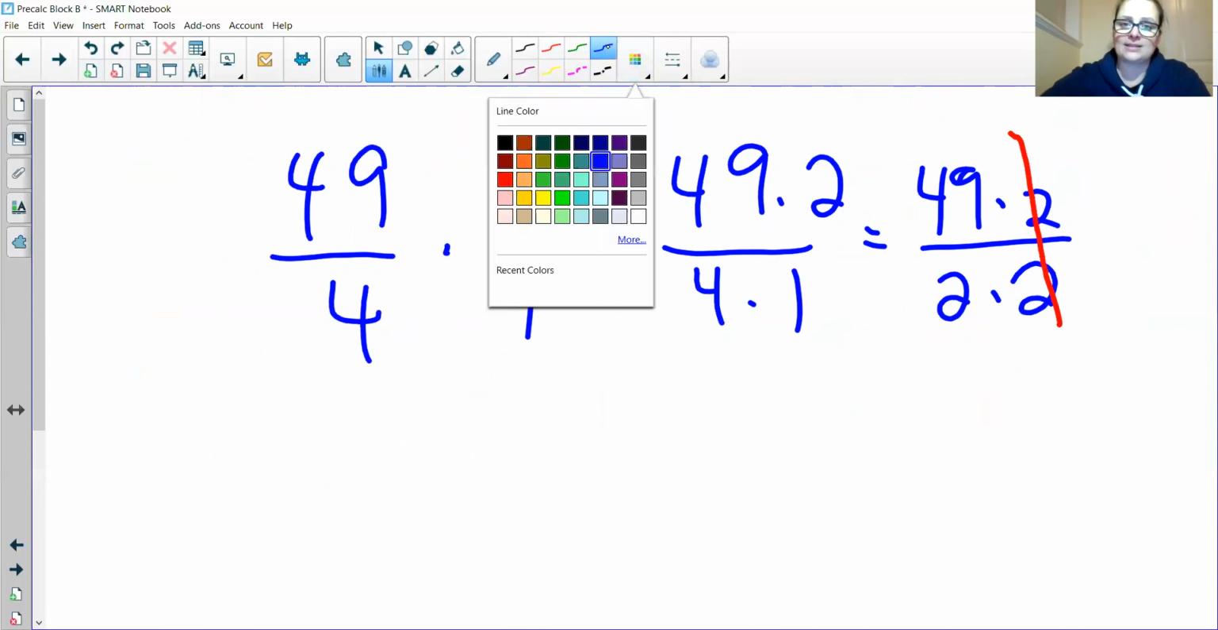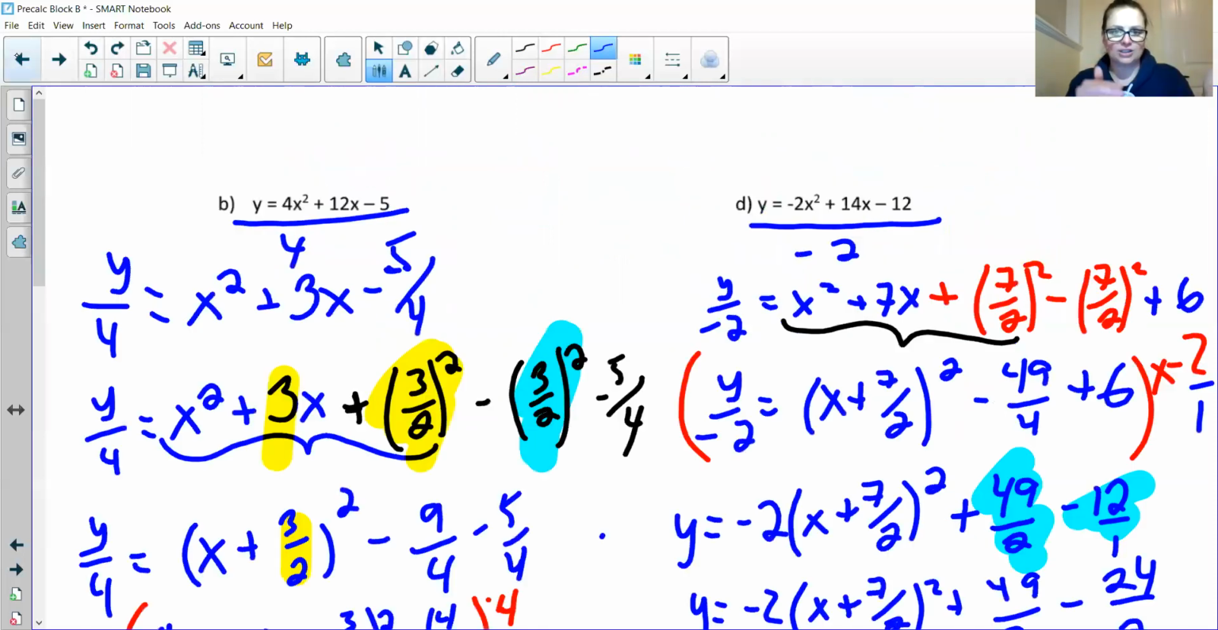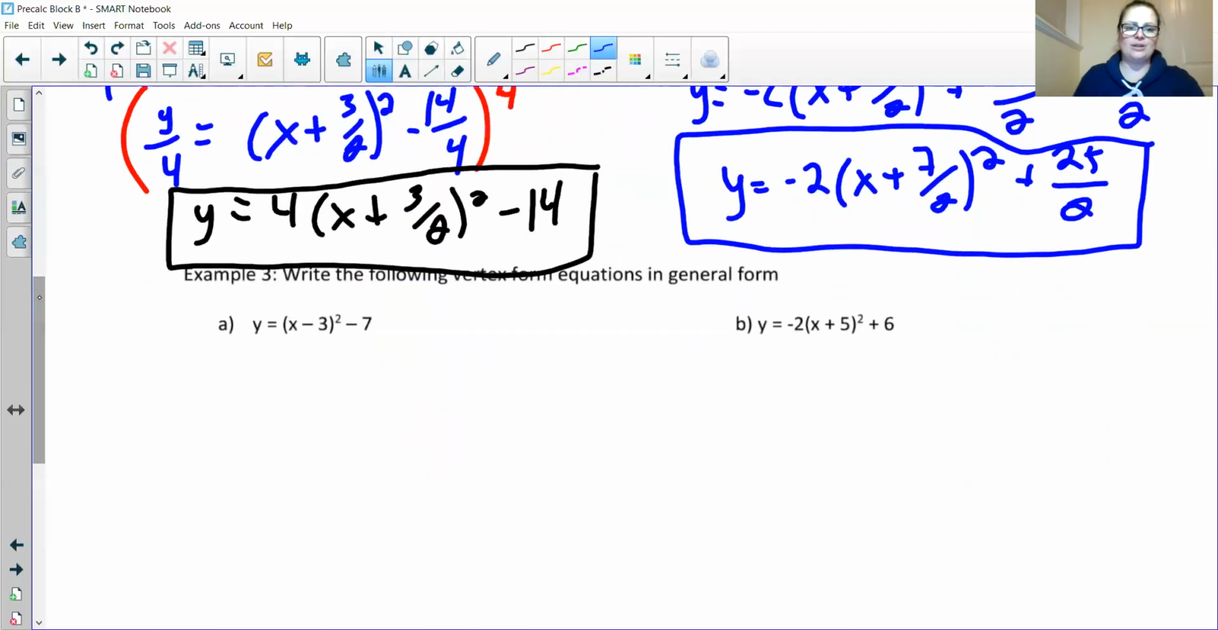And that's how I got 49 over 2. Some more fraction review for you there, a little segue. Now, going back, pop back over, eventually when my computer decides to do that. Here we go. Now we're going to write the following vertex forms in general form.